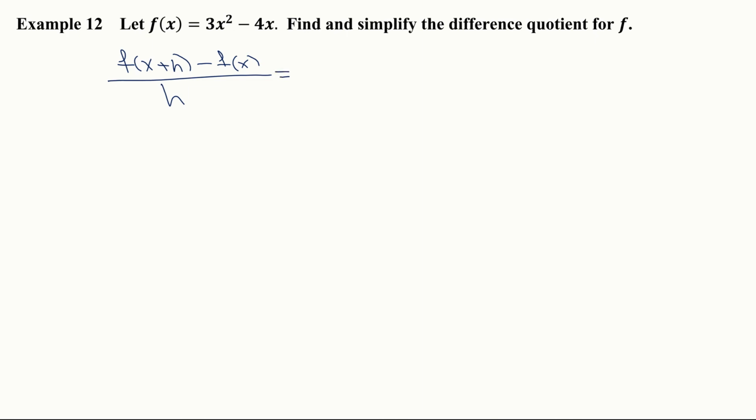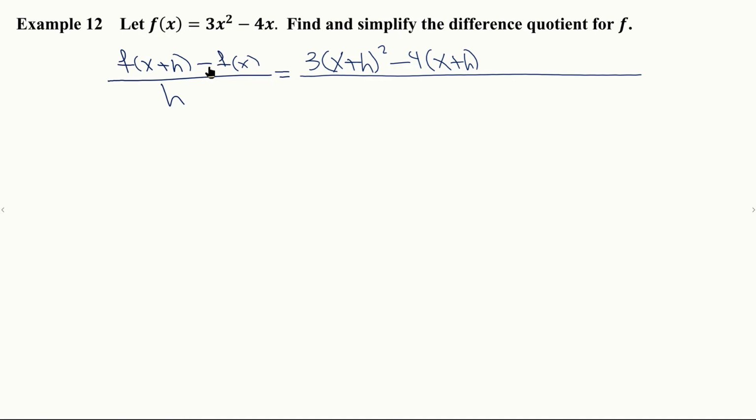So now remember that f has the action on an input that it squares it, multiplies it by 3, and then subtracts 4 times that input. So now we're going to apply that action to x plus h, right? Wherever you see x in the definition of f, simply replace it with x plus h. So we get 3 times quantity x plus h squared minus 4 times quantity x plus h. And all that we just wrote is just f of x plus h.